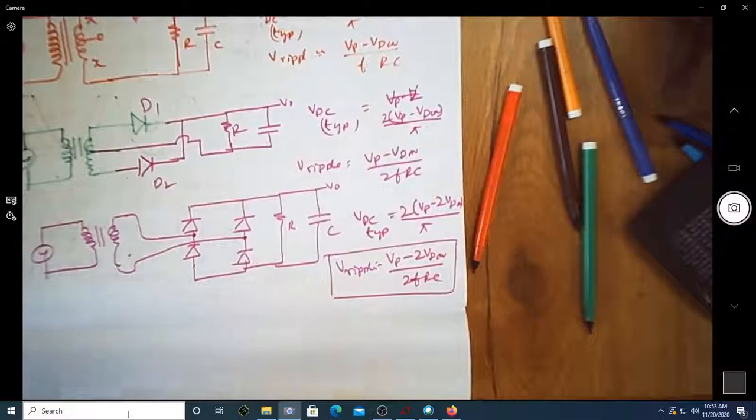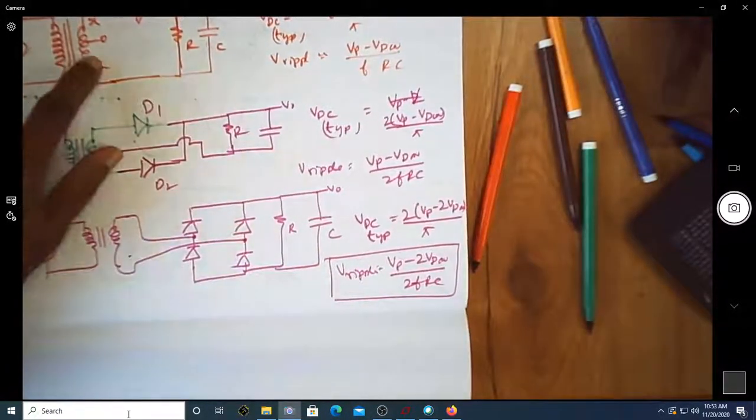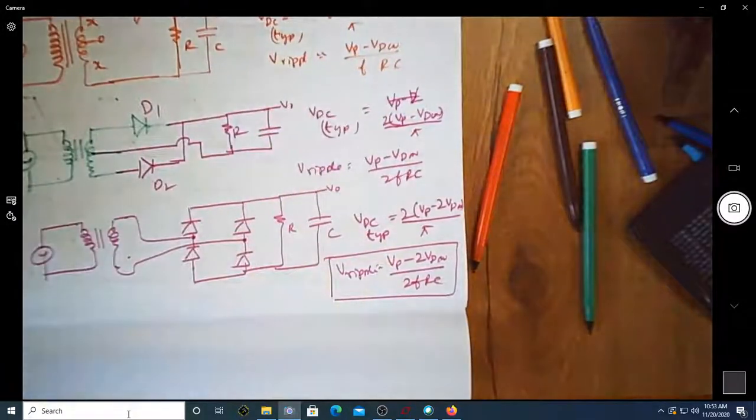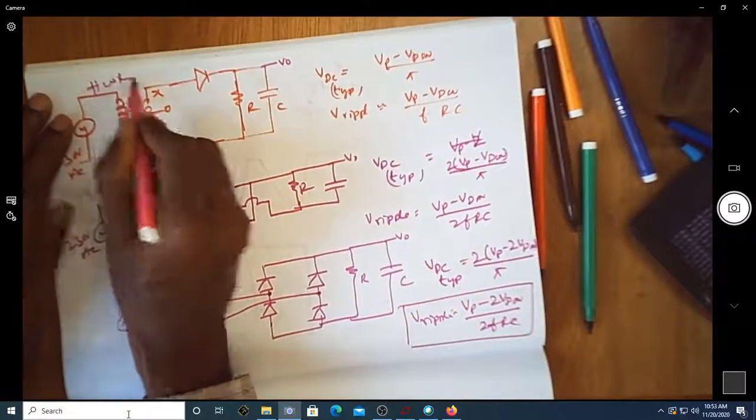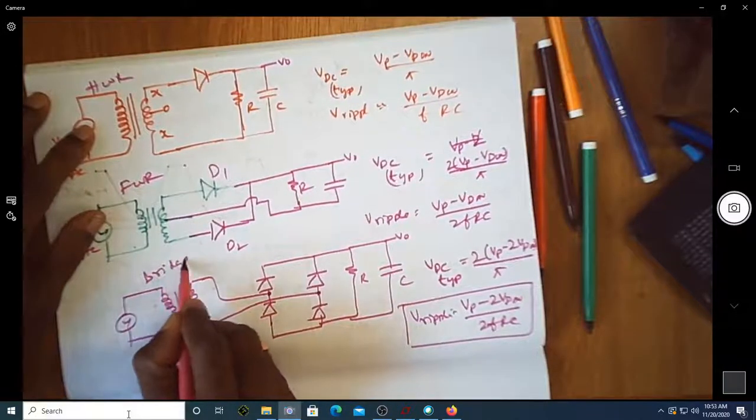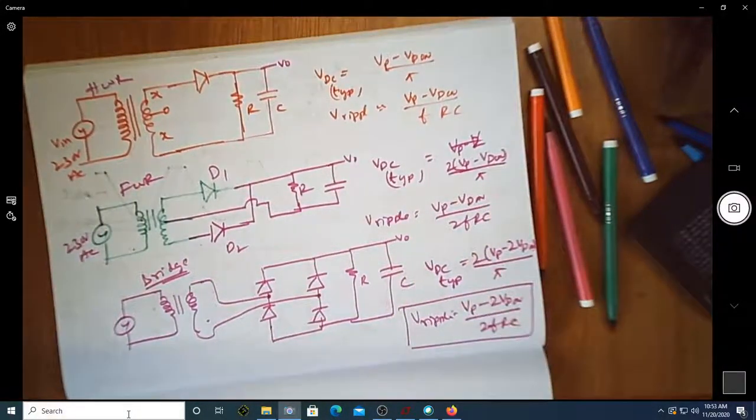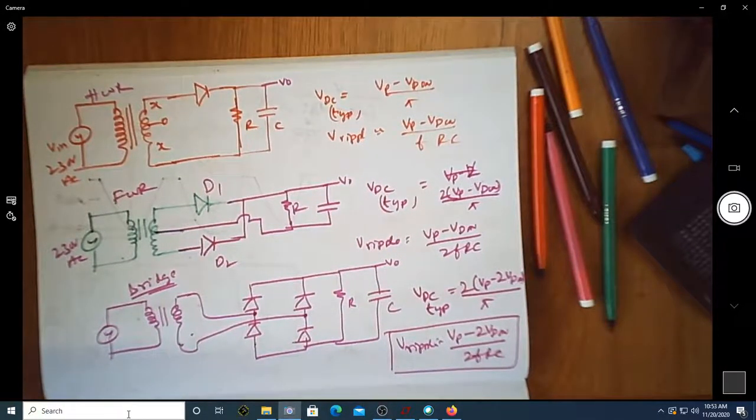These are the expressions for the circuit diagram and the corresponding DC voltage and ripple voltage expression for the half-wave rectifier, this is the full wave rectifier, and this is the bridge circuit. Okay, fine. Hopefully, all of you were able to understand all these things.